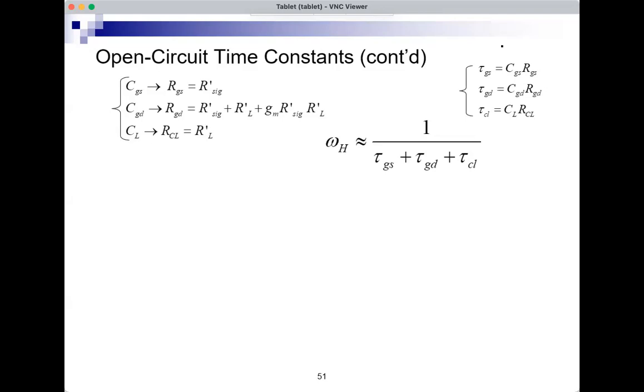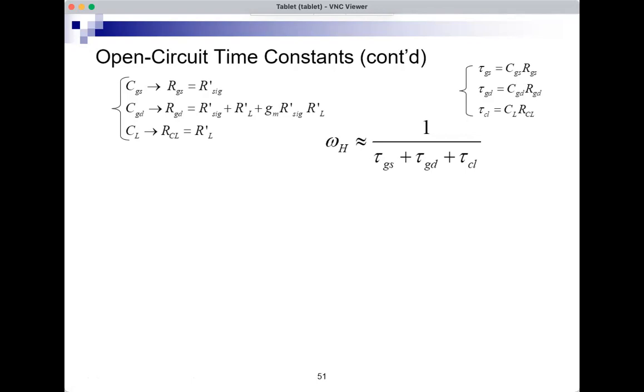For each capacitor, we find the resistance seen by the capacitor when all the other capacitors are open circuited. That's why it's called open circuit time constant. And we set the independent sources to 0. This way you find the resistance seen by the capacitor. The time constant is the multiplication, C times R. We take the summation of all the taus, all the time constants. 1 over that would be the 3 dB frequency we are after.